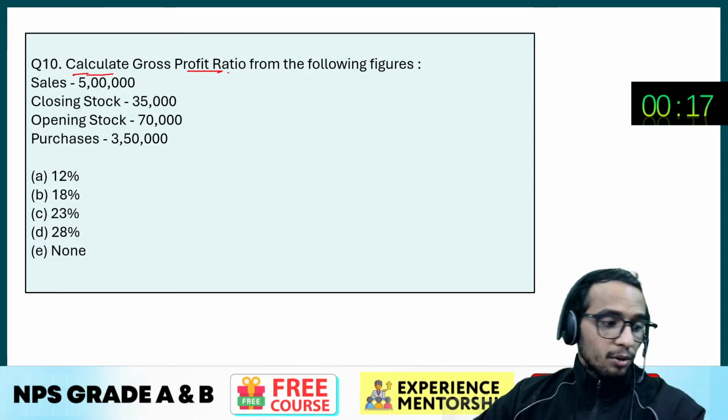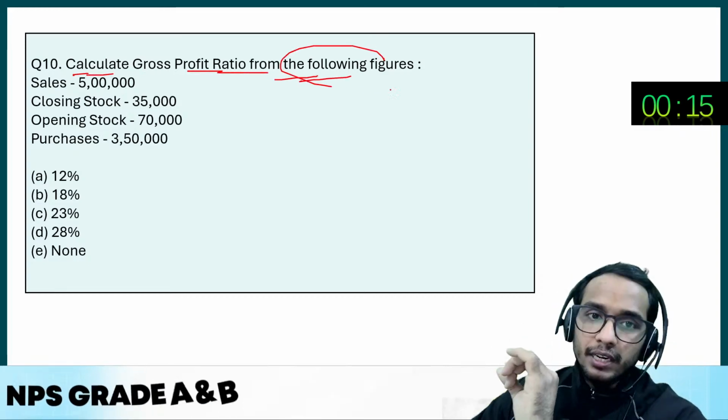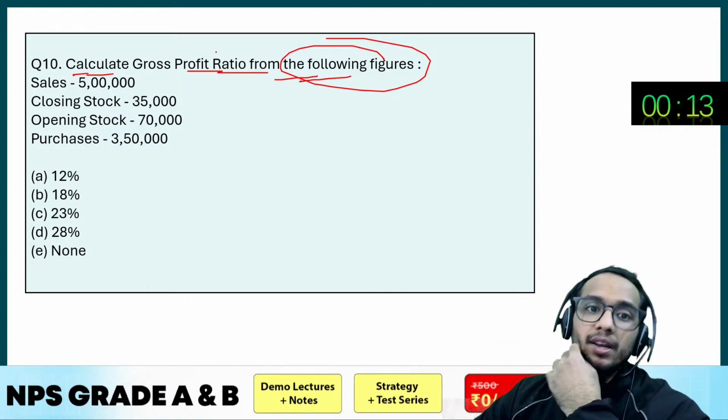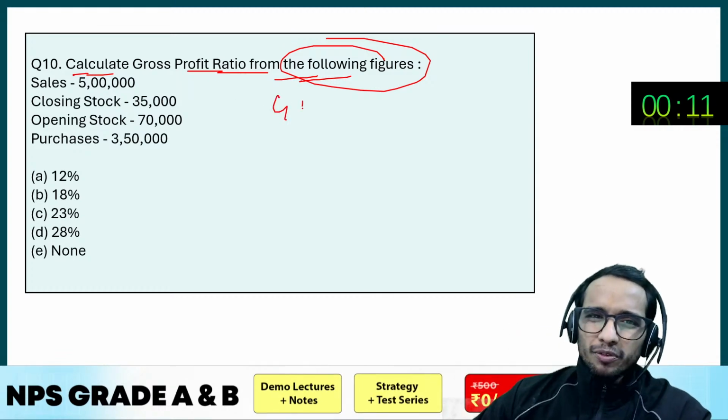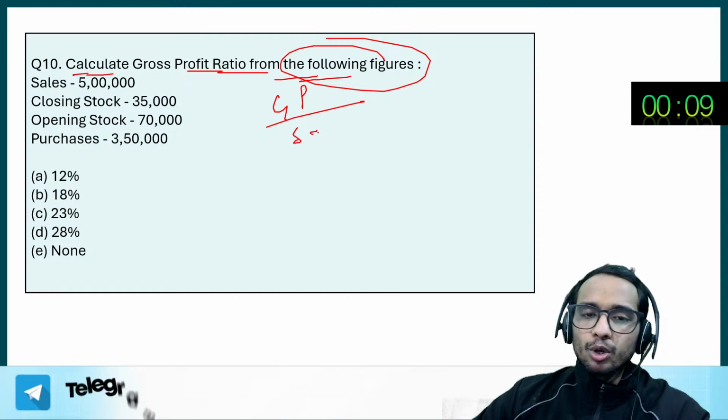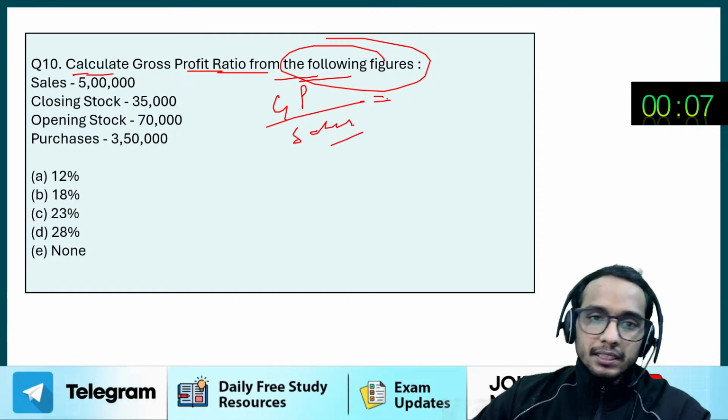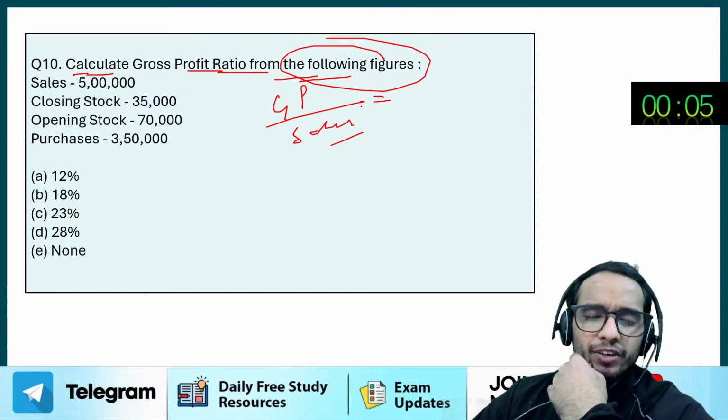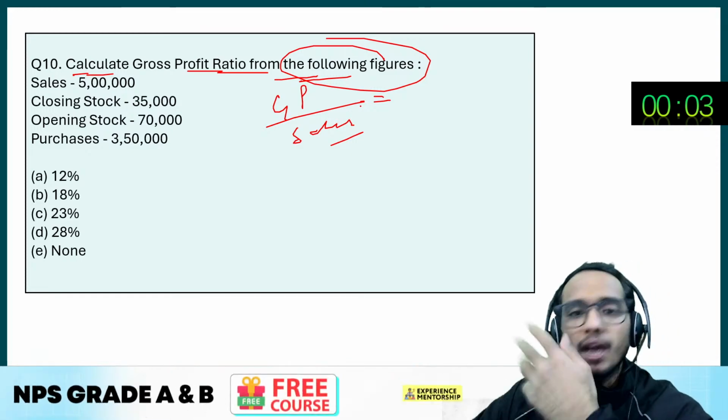Next question we have is question number 10th. Calculate the gross profit ratio from the following figure. Again a numerical. Okay, gross profit ratio तो बड़ा easy है. Formula is what? Gross profit divided by the sales. Do we have the gross profit directly? No, we don't have the gross profit directly. We have to find it out, and it is very easy.